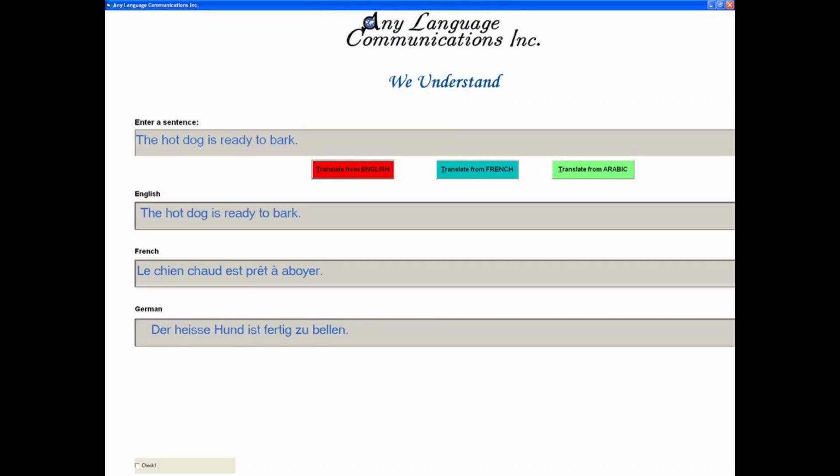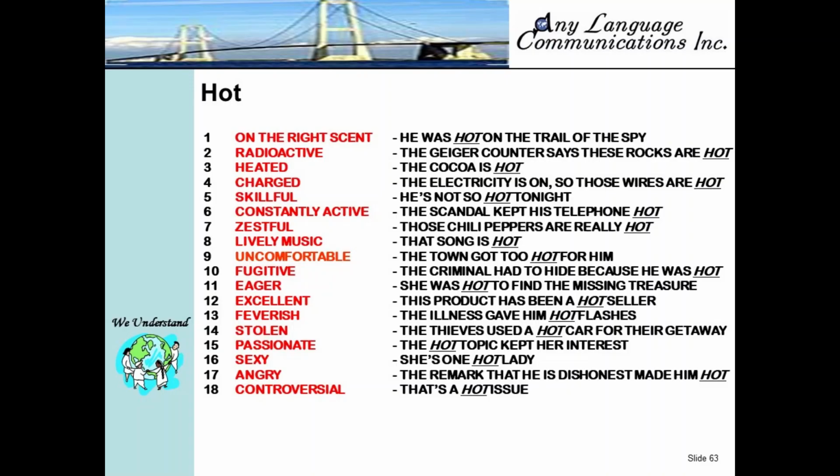Again, the German translation shows an overheated canine rather than a Frankfurter because it related the word bark with an animal. But that left hot hanging around with its 18 possible meanings, all of which have to be analyzed. Relationship analysis decided that heated had the closest relationship, so that meaning was chosen for hot.